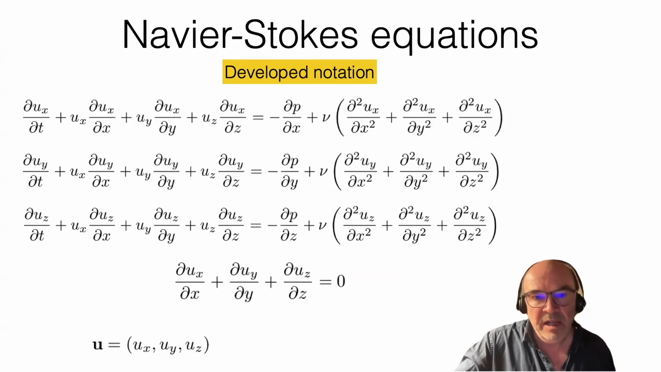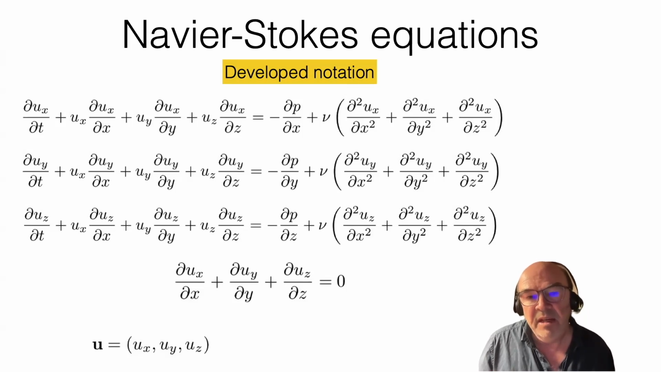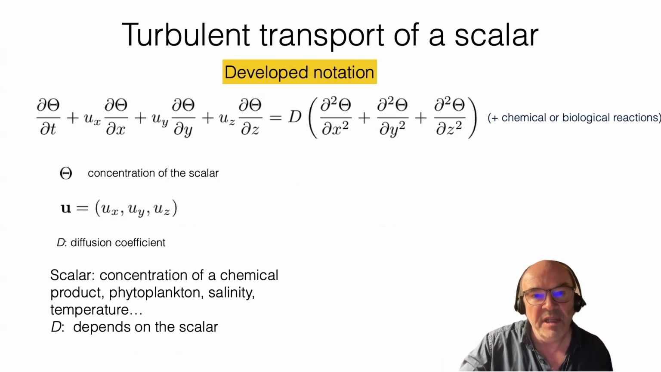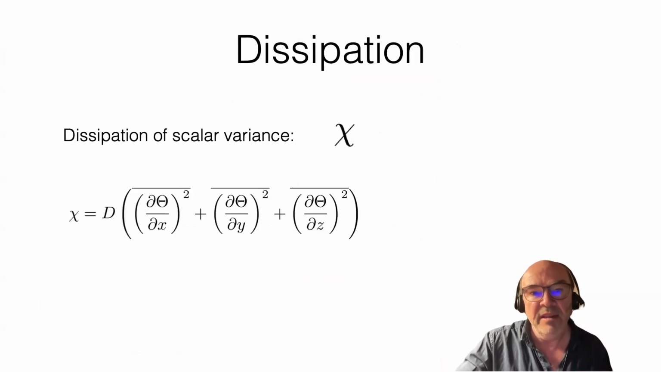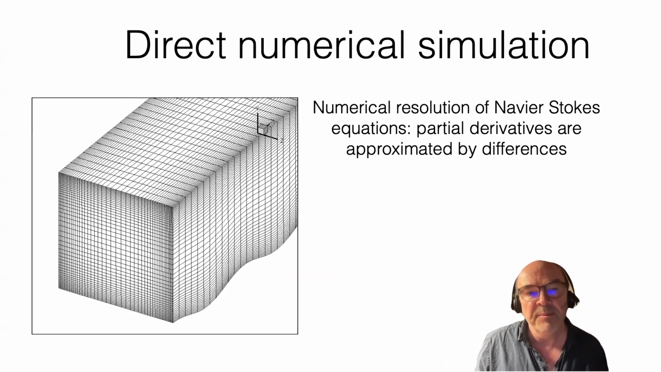But in fact, you can approximate all partial derivatives using finite differences. So all the partial derivatives become a ratio of differences. In fact, you just add and divide numbers. This can also be done for the passive scalar. And then you can do what is called the direct numerical simulation of Navier-Stokes. You do this on a very fine grid.